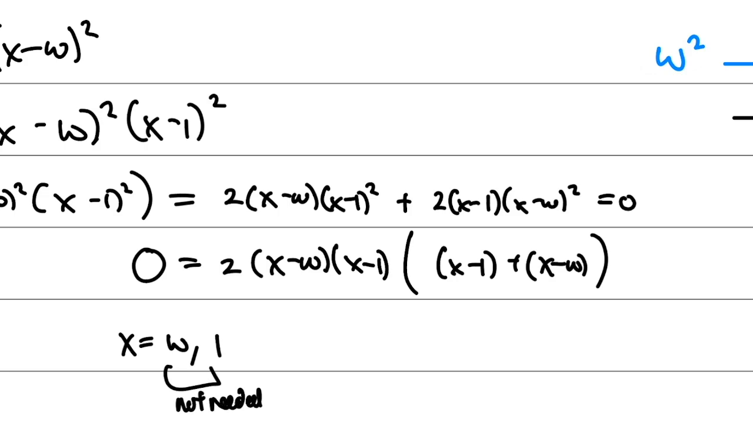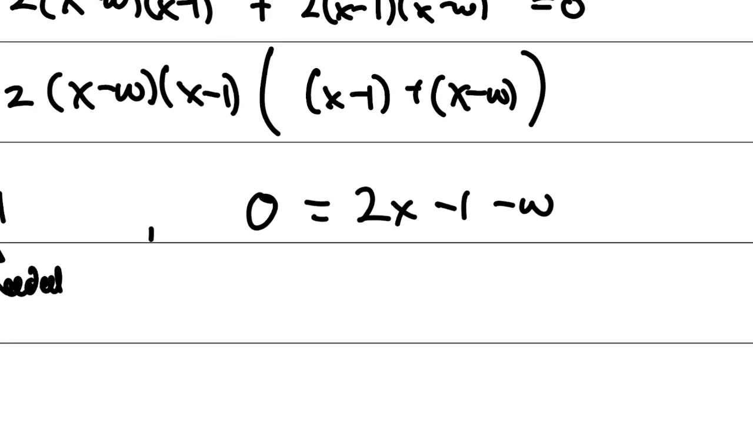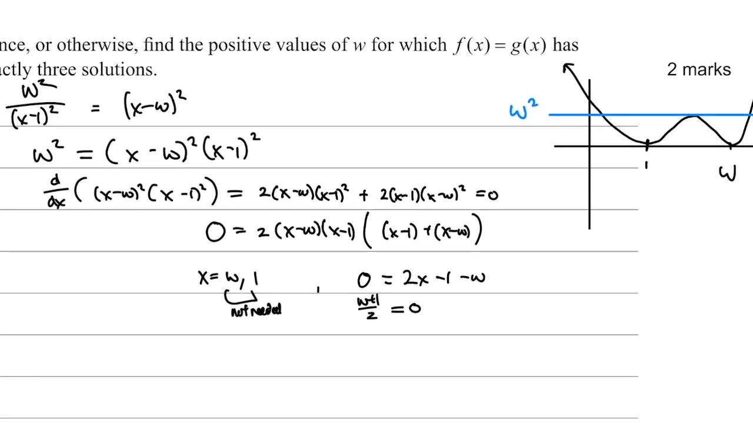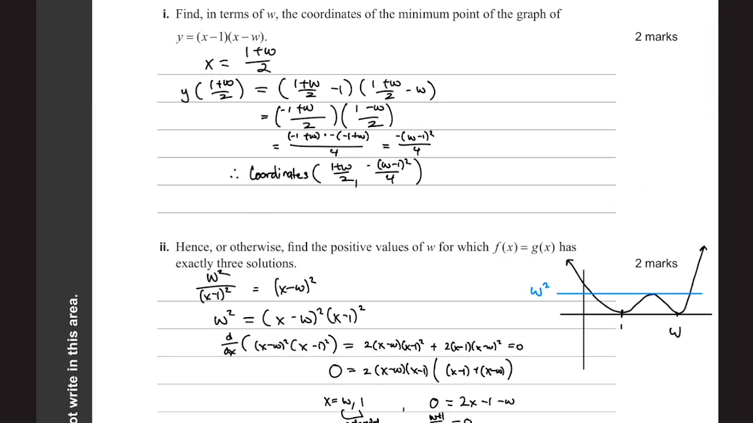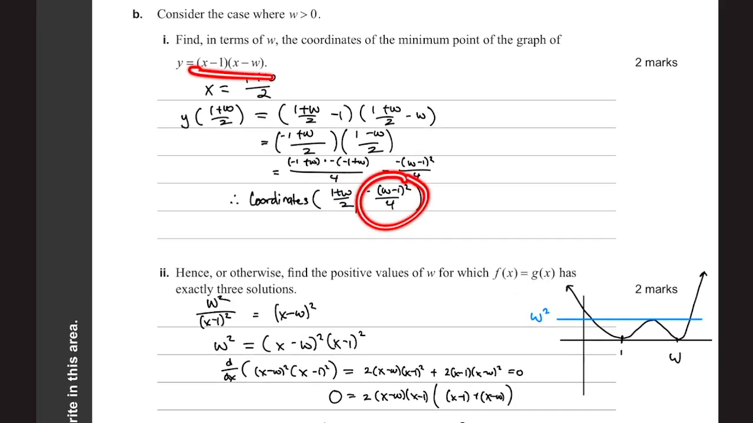Then we're also going to have 0 equals 2x minus 1 minus w. So I can then say that x equals (w + 1)/2. Yeah, me again, I don't know what I was saying. This shouldn't be 0, this should be x. But what we do know is that when x is (1 + w)/2, the y value of (x − 1)(x − w) is that.